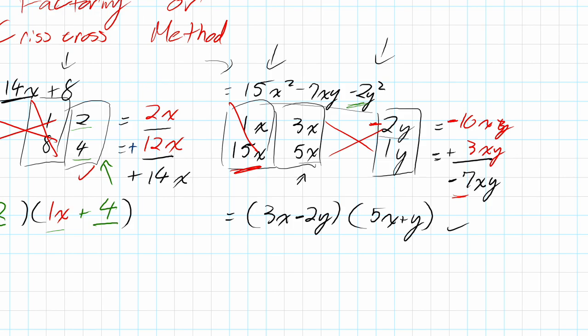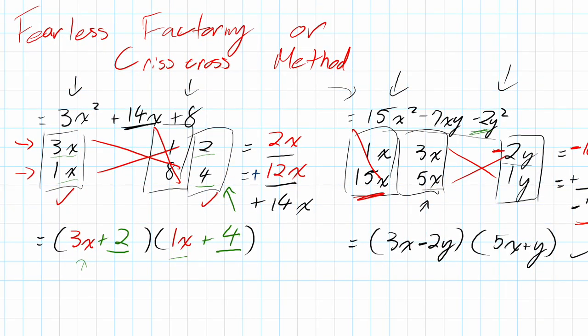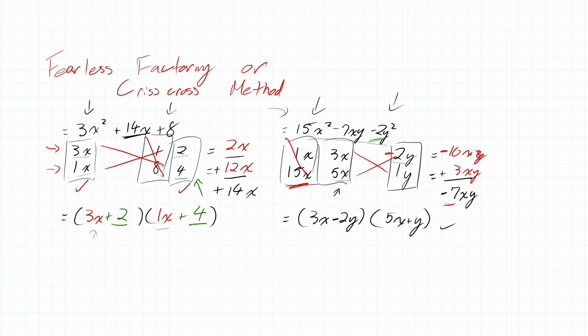Really in a tight little space too, because considering some of our other factoring methods, we have to do a lot more there. So that's it. We've done the crisscross method for 2 different ones.